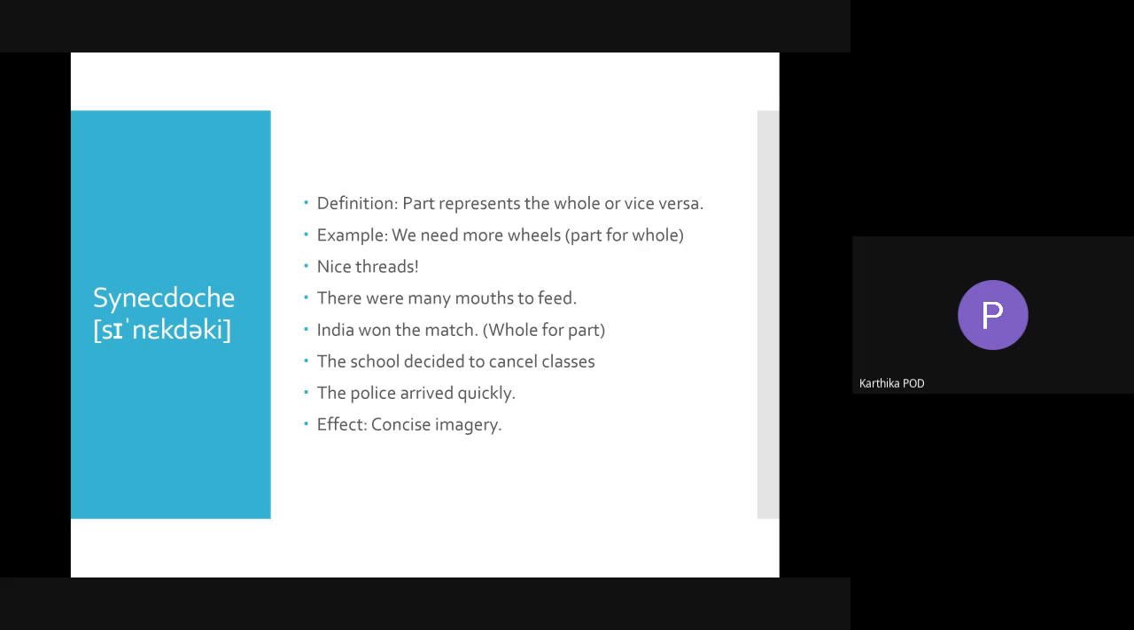Next is synecdoche. So synecdoche is where a part represents the whole or a whole represents the part. With examples, you'll be able to better understand this. Let's say someone says, we need more wheels. What does it mean? Any idea?